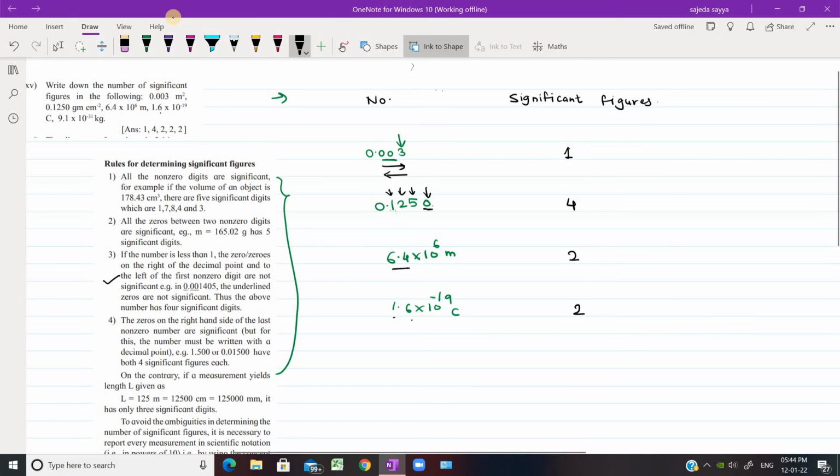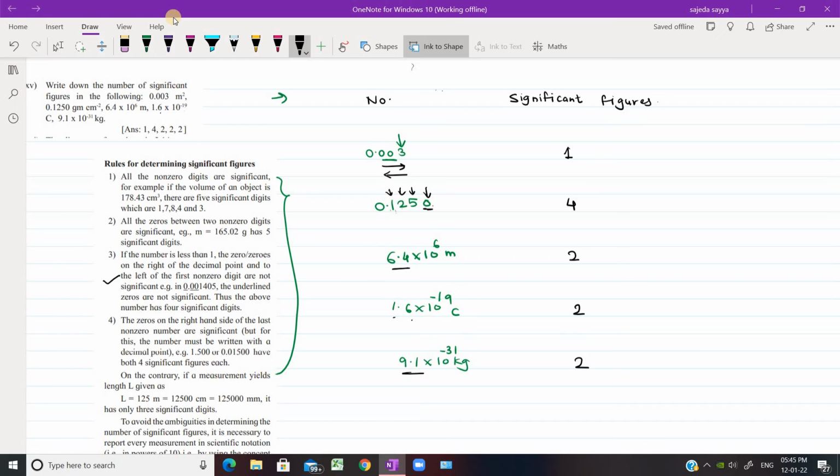Another example is the mass of an electron, which is 9.1 into 10 raised to minus 31 kg. In this case again, the non-zero digits are the significant ones. So in this manner we can find the significant figures.